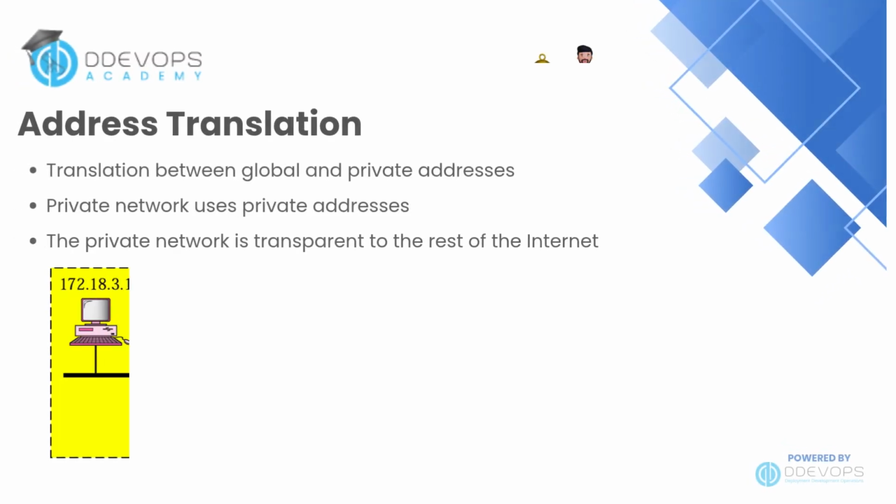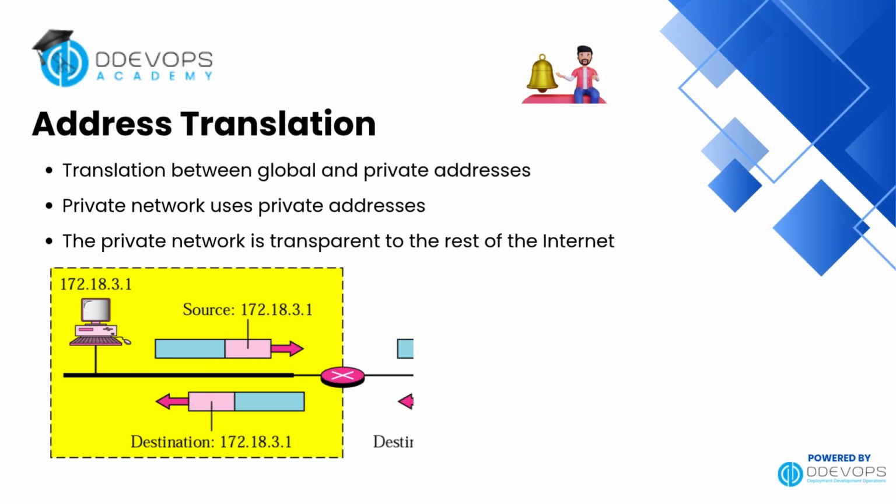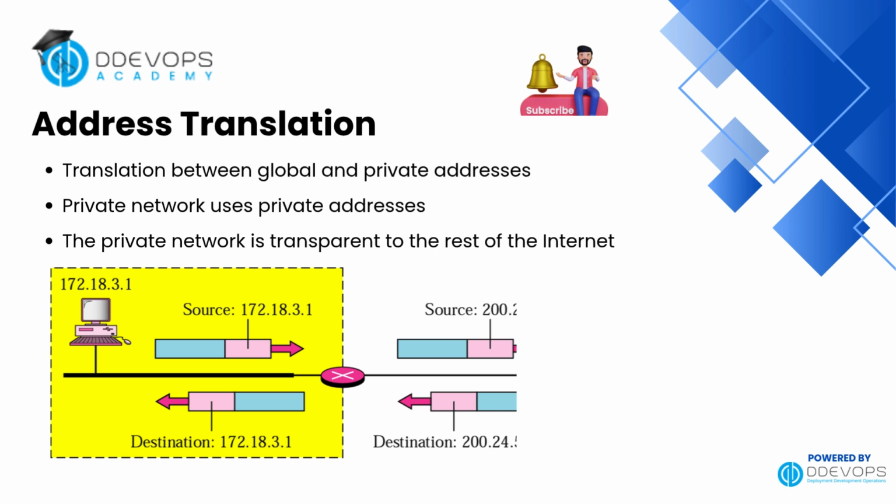Address translation. Translation between global and private addresses. Private network uses private addresses. The private network is transparent to the rest of the Internet.